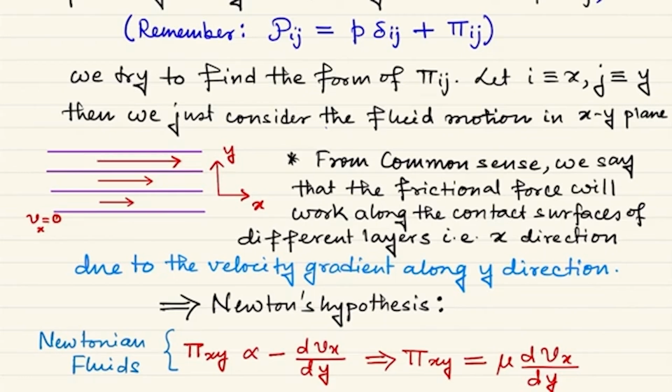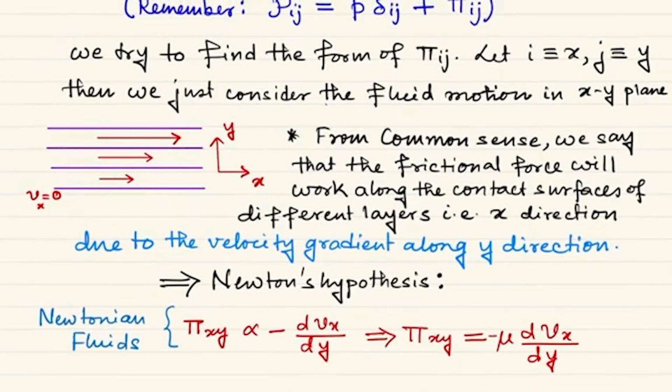And then you can say pi xy is equal to mu times dvx/dy. There should be a minus sign in general. I don't know why I did not put that. There should be a minus sign. Okay, that is reasonable. Yeah.